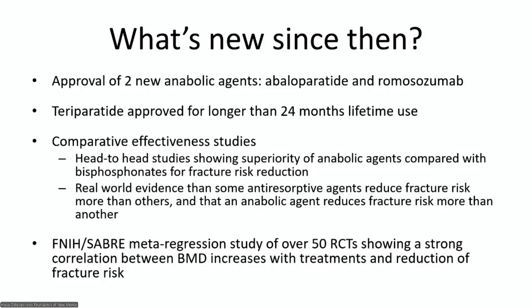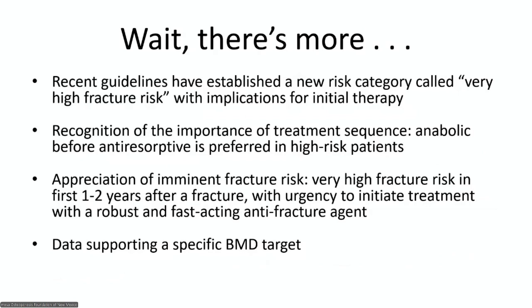We have the FNIH SABRE meta-regression study of over 50 randomized controlled trials showing a strong correlation between increases of BMD with treatment and subsequent reduction of fracture risk. And there's more. Recent guidelines have established a new risk category called very high fracture risk that didn't exist before. This has implications for selecting initial therapy. There's recognition of the importance of treatment sequence, that anabolic before antiresorptive is preferred in high-risk patients. We have an appreciation of imminent fracture risk, that there is a very high fracture risk in the first 1 to 2 years after a fracture, creating an urgency to evaluate these patients and initiate treatment rapidly. And we have data supporting a specific BMD target. So that's a lot that has happened.